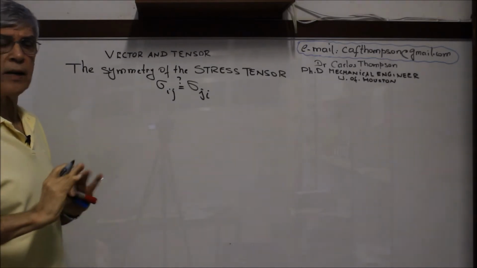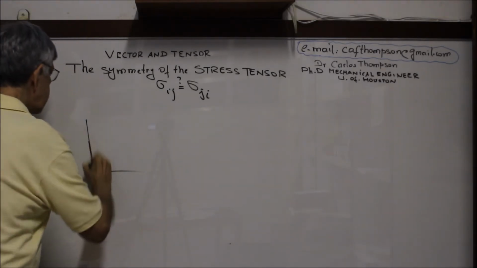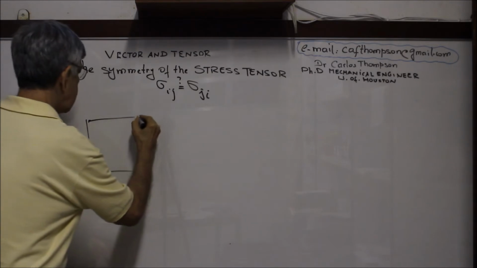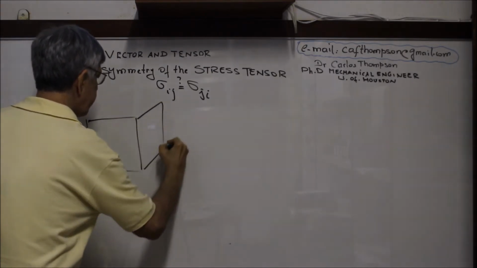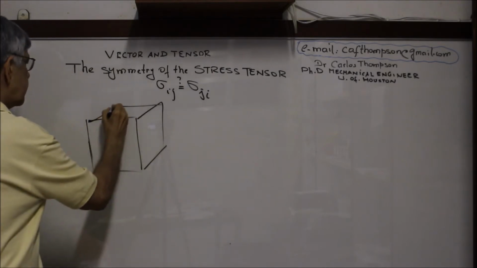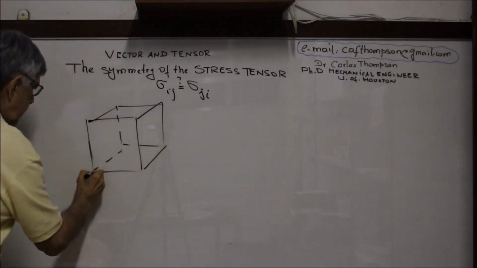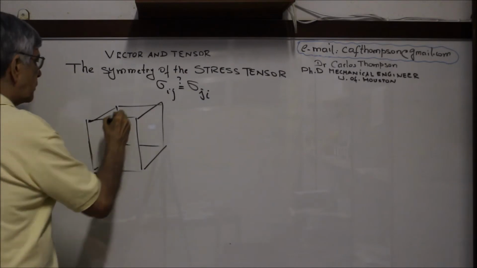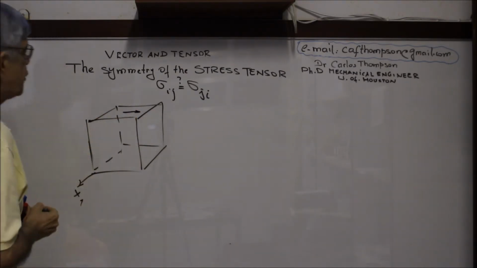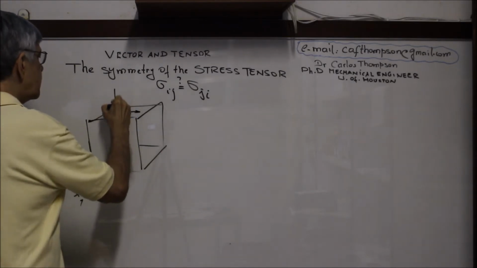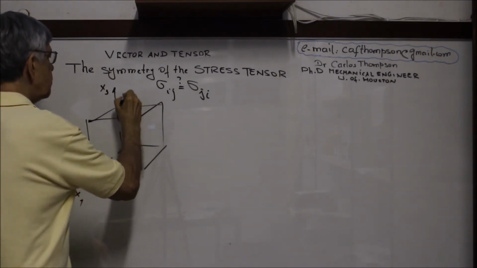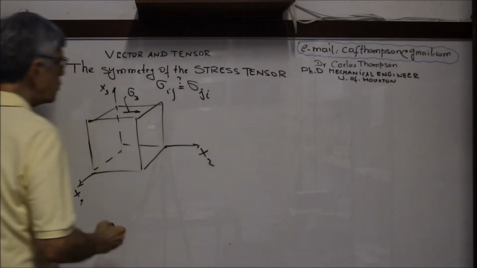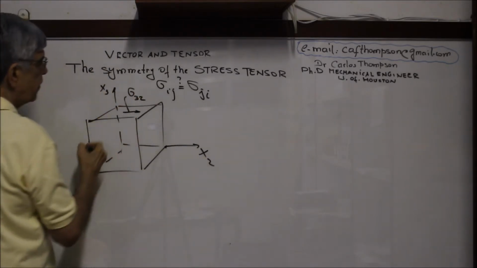Let's pick one simple example. Here is our element. Let's draw an element here, and this is the x1 axis. Now consider this shear stress. You see, this is x3, so this will be sigma 3. Now this is the direction x2, so this is sigma 3 2.